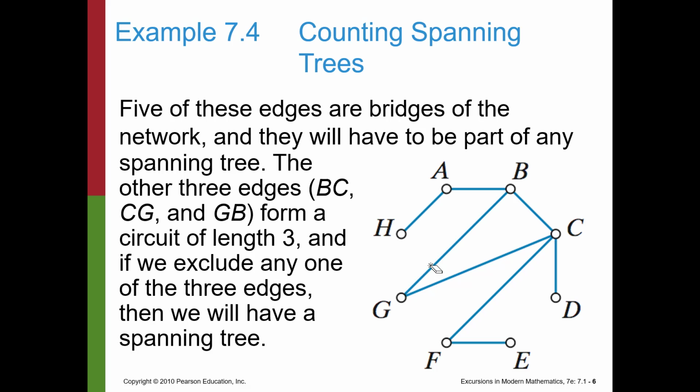So 5 of these edges are bridges of the network, and they will have to be part of any spanning tree. The other 3 edges, BC, CG, and GB, form a circuit of length 3. And if we exclude any one of the 3 edges, then we will have a spanning tree. Because we are looking inside a circuit, removing any one of these, your graph will still be connected, and you will have 7 edges, and that's the number that we need to have a tree.